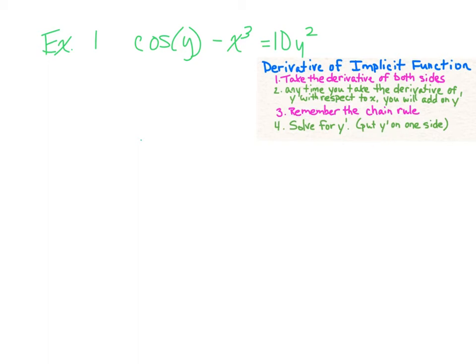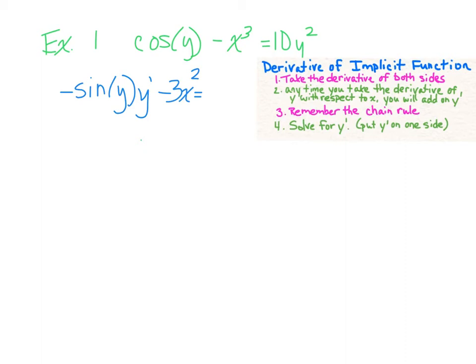So the derivative of cosine is negative sine. Keep what's exactly there the same. And then we need to remember to take the derivative of the inside, which is y. What's the derivative of y? It's some function. We don't know what it is, let's say, but its derivative is y prime. Minus the derivative of x cubed, which is 3x squared, and that's equal to the derivative of 10y squared.